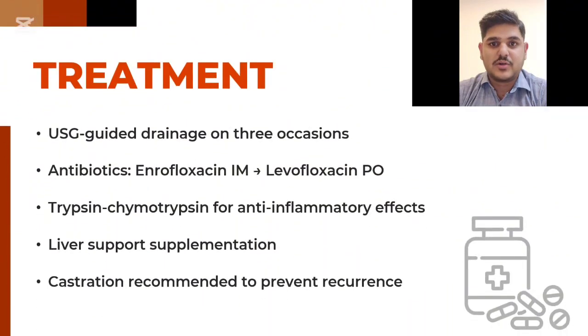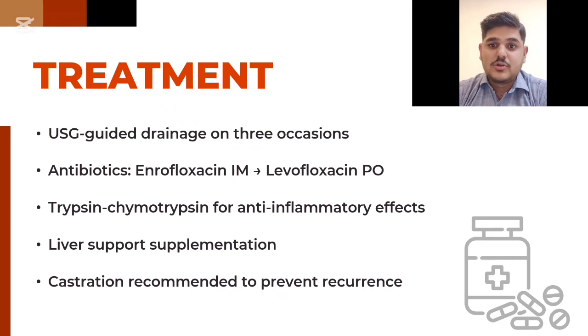For the treatment of the dog, 3 ultrasound guided drainages were done, each 3 days apart. About 200 ml of purulent fluid was removed. For antimicrobial therapy, enrofloxacin was given intramuscularly at a dose of 5 mg per kg twice daily for the first 3 days. After that, it was followed by levofloxacin at a dose of 5 mg per kg orally for 21 days.